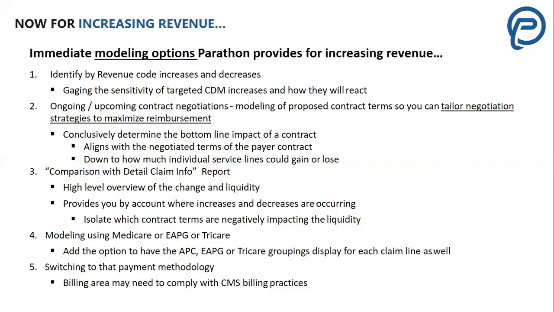Again, you would use those same 3 steps, and we're talking about very detailed data, conclusive data. You can compare detailed claim level information. You can look at changes in liquidity. You can look at what happens when you increase or decrease certain things. Another big one is EAPG, TRICARE, or modeling using Medicare. These new payment methodologies, there's a lot of confusion around these. You can model conclusively to increase revenue with these if you're looking at switching a payment methodology. So there's a whole lot of options here.